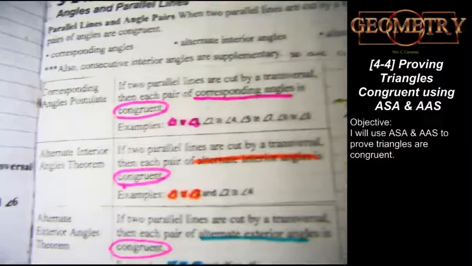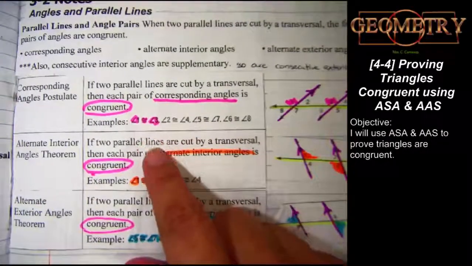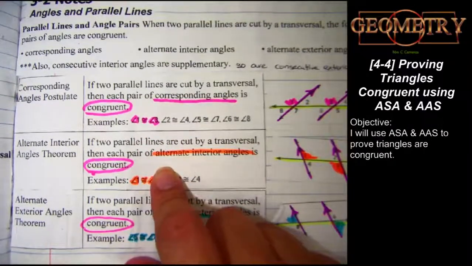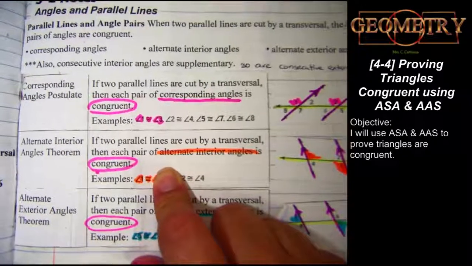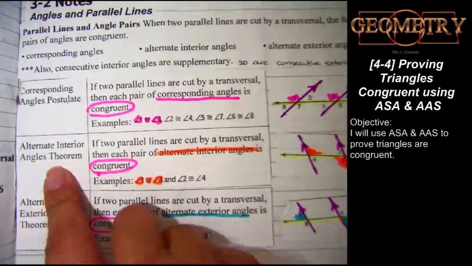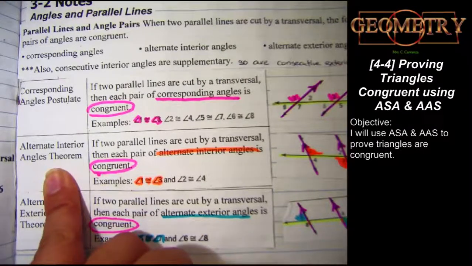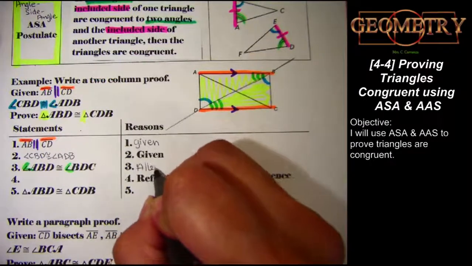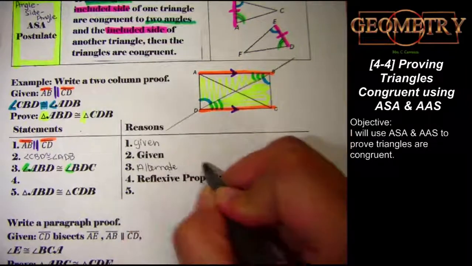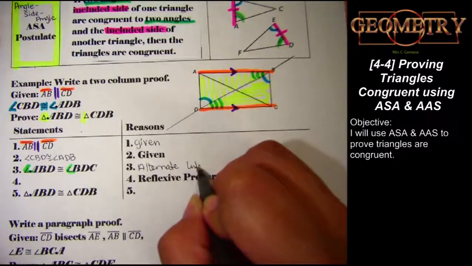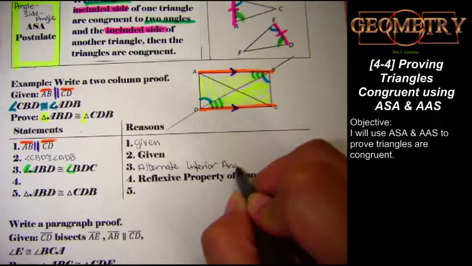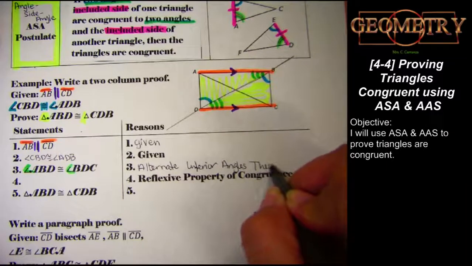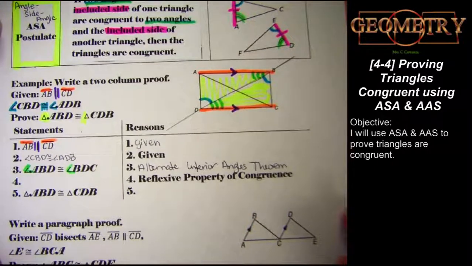And let me show you the back notes that gives you that. Here we are in 3-2. I have, if two parallel lines are cut by a transversal, then each pair of alternate interior angles is congruent. And so this would be the reason on number 3. Alternate interior angles theorem. I think I may have misspelled a word in there, I'm sorry.